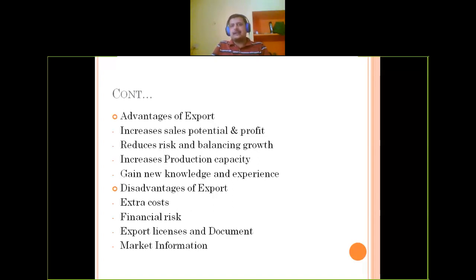And the third point is that it increases production capacity. It's the first point I was discussing, where you need to satisfy both the home and host country. That automatically enhances the production capacity.